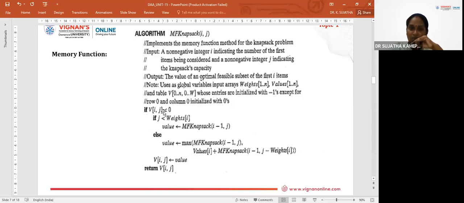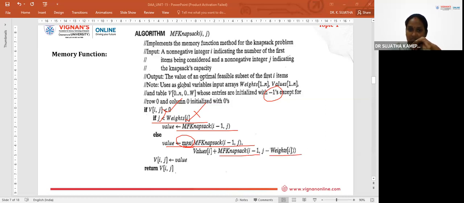So here you can see the steps in this algorithm. Initially we need to initialize all the values with -1s. If the value of V(i, j) is less than 0, we check another condition: if the capacity is less than the weight, then we call the algorithm for i-1 and j. Else, if this condition is false, we call the function for the maximum of memory function of (i-1, j) and value of i plus memory function of (i-1, j minus weight).